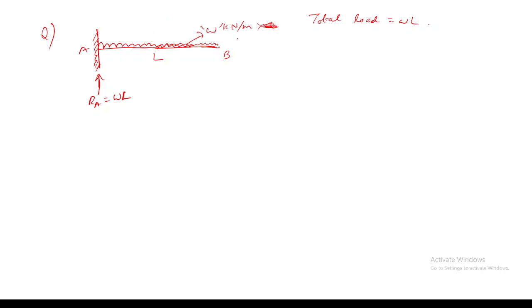Yes. So WL is the total load and it is acting at the centroid or central position, which is L by 2. So WL, the total load, into L by 2 acts in this direction, so the moment reaction should be opposite to that, right? Anticlockwise. So WL square by 2, which is MA. So with this concept alone, can you draw the shear force diagram and bending moment diagram without going to the equations?